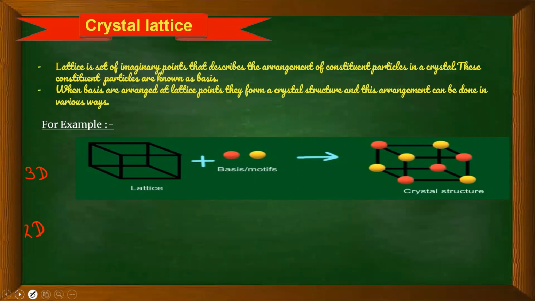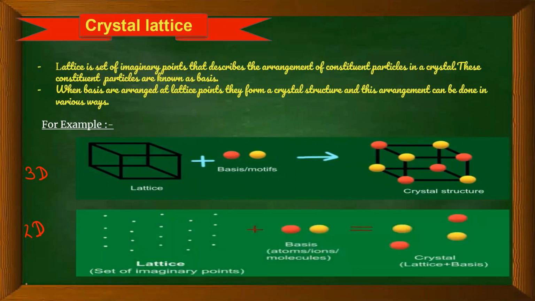This is our 2D lattice. Now let us discuss the 2D lattice. For example, this figure shows a 2D lattice. This is the 2D lattice. And what is a lattice? Lattice is the set of imaginary points.